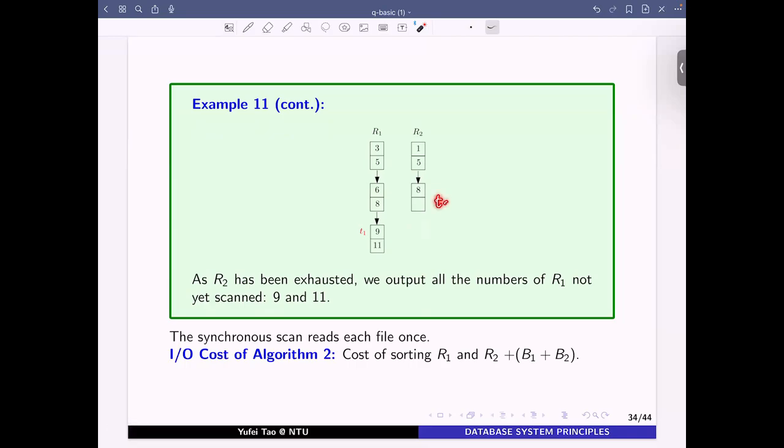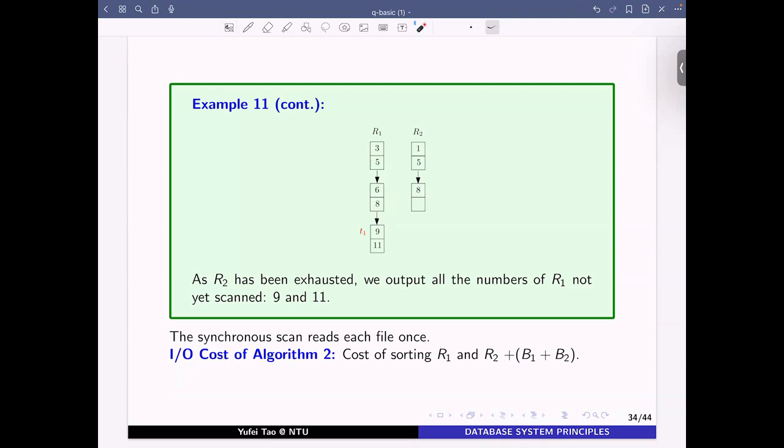You see that T2 has already exhausted relation R2, and we still have something left in R1. So in this case, what can you say about the remaining elements? You know that T2 was here, and you can see there's nothing left here. And this 9 is greater than A, and A was equivalent to the last element of R2. So for sure, 9 and 11 cannot appear in R2, and therefore they should also be in the output of this operator. Did you get the idea?